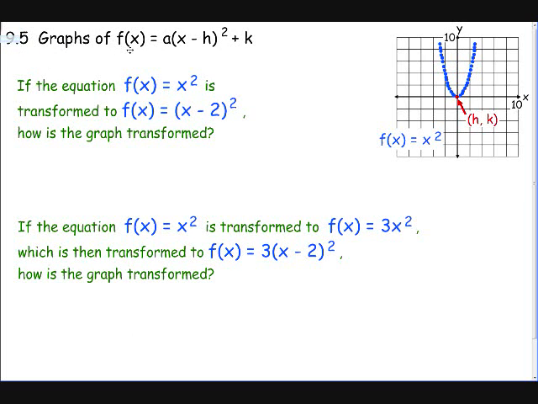Graphs with the vertex form. All quadratics can be put into the vertex form. So if the equation, and this looks like the parent, doesn't it? Y equals x squared is transformed in this way. So it's x minus 2 that's being squared. So it's been in the domain that we've made the change. This is h. So this thing has been shifted. How has it been shifted?